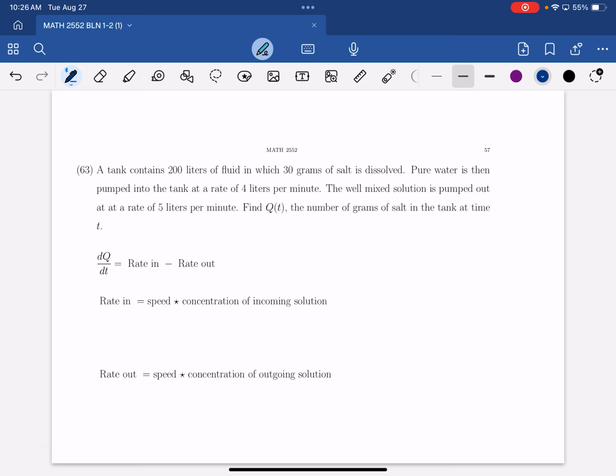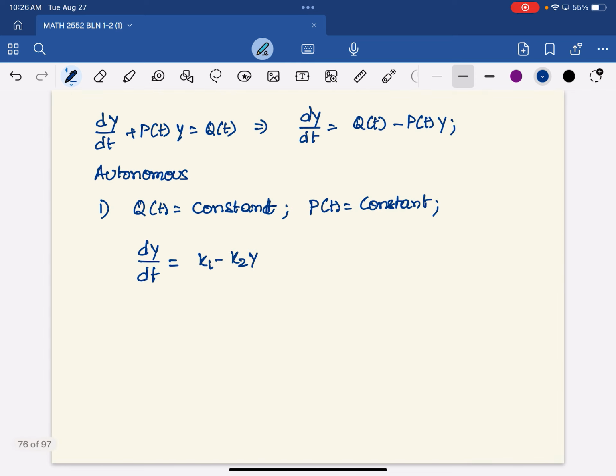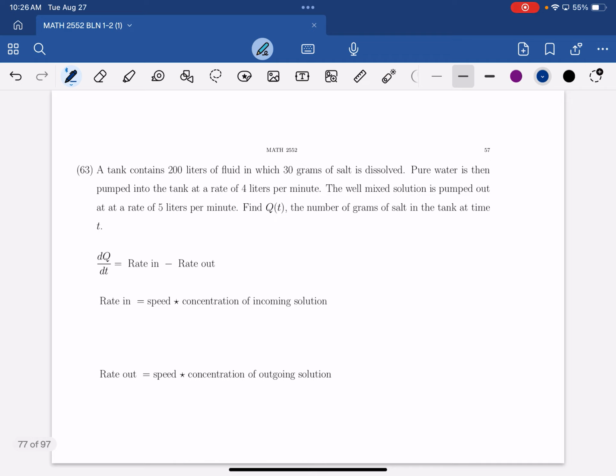Can you go back? Okay? The next one is the same scenario: 200 liters of fluid, 30 grams of salt dissolved, pure water is pumped in at the speed of 4 liters per minute, and you're pumping it out at 4 liters per minute. Is that clear? So how would you model such a scenario?